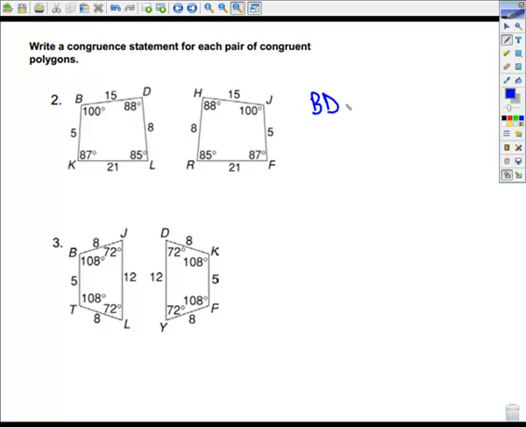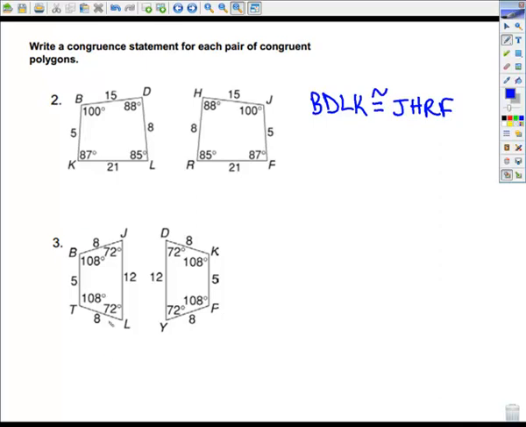So B, D, L, K is congruent to. Now B is 100 degrees, so J is 100 degrees. And D is 88 degrees, so I'm going to have to go H. And I have to also double check, do BD and JH have the same measure for their sides? BD is 15, JH is 15, so it does work. And L is 85 degrees, and so is R. And we have K is 87 degrees, and so is F. So quadrilateral BDLK in that order is congruent to quadrilateral JHRF.